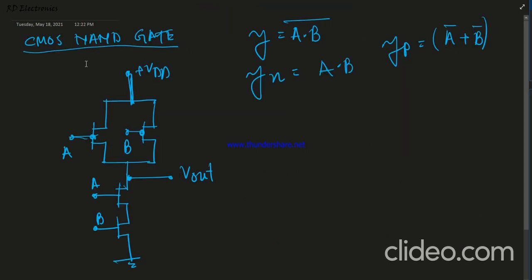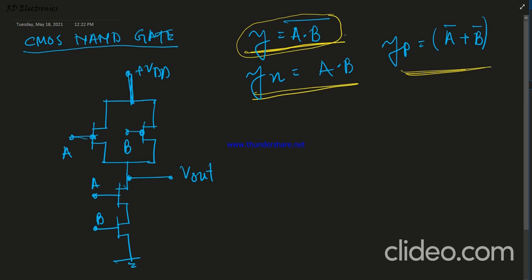Next is the CMOS NAND gate. The equation of the NAND gate is y equals a dot b whole bar. So there is a method to design the NAND gate using CMOS. First of all, there are two equivalent networks. One is the NMOS equivalent network and one is the PMOS equivalent network. So how to solve it? First of all, from this equation we can apply De Morgan's theorem.